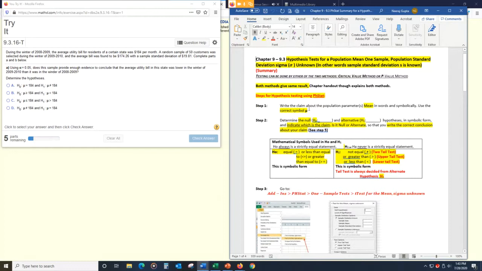First step is you need to see whether it is mean or proportion. Which example is this? This is about mean. So we are going to be using the right symbol, which is our mu. The next step is that you write the claim in words and symbolically. So what is my claim? Claim is that the average bill was lower, right? So what was in 2008 and 9? It was 184. So it is lower than 184. So my claim is what? Mu is less than 184.